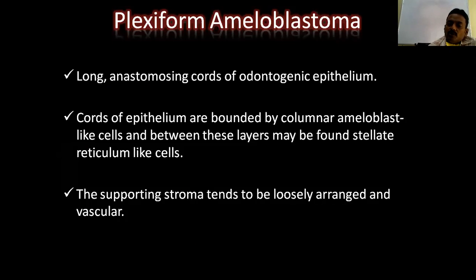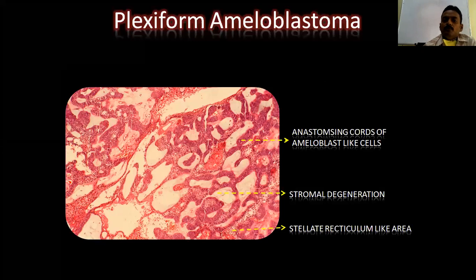The supporting stroma tends to be loosely arranged and vascular. So this is what we read about plexiform ameloblastomas. So these are the two important forms of ameloblastomas. The first one is the follicular ameloblastoma and the second one is the plexiform ameloblastoma.